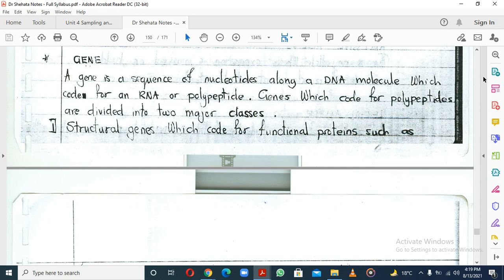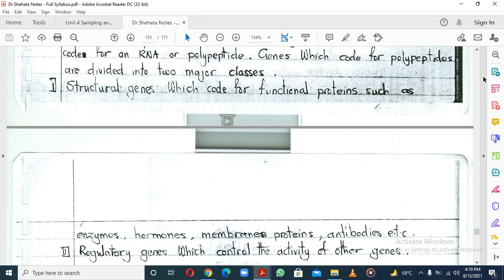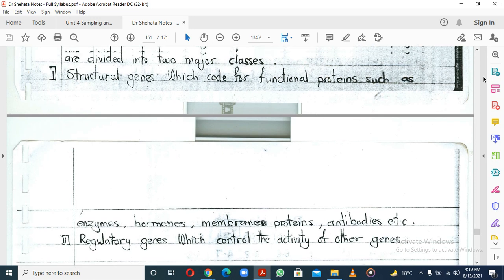A gene is basically a sequence of nucleotides along a DNA molecule which codes for an RNA or polypeptide, right? Of course this is something that we've already talked about. But anyway, genes which code for polypeptides are divided into two major classes. You're going to have those genes which are called structural genes, which code for functional proteins such as enzymes, hormones, membrane proteins, antibodies. Membrane proteins, for example, form a structure of something, and these are functional proteins, right?